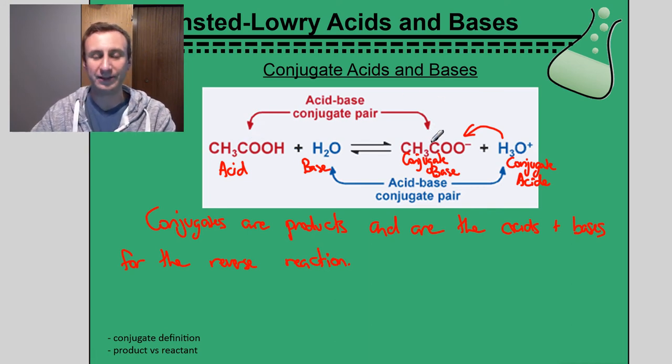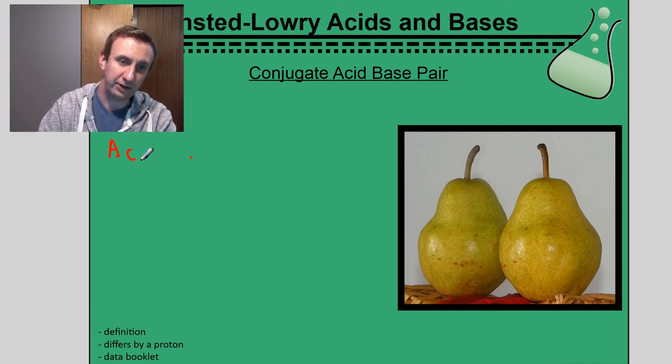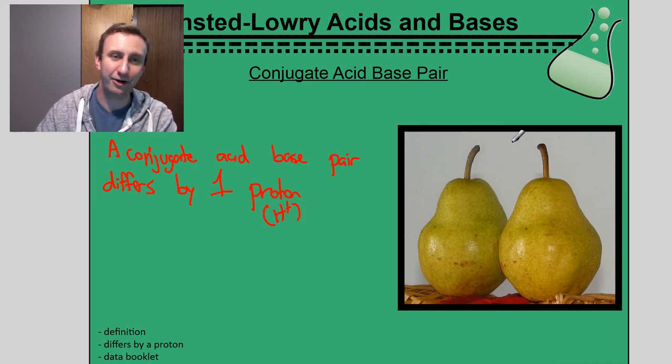You might notice that these differ by one H positive, one proton. Okay, again, here I have my base and my conjugate acid. So together, these make a conjugate acid-base pair that differs by one proton. That definition is very, very important. So a conjugate acid-base pair differs by one proton, which again is an H positive. Look at that, it's a pair of pairs.